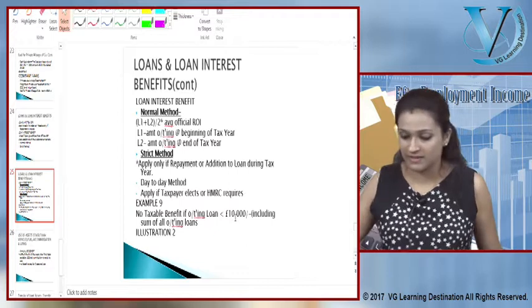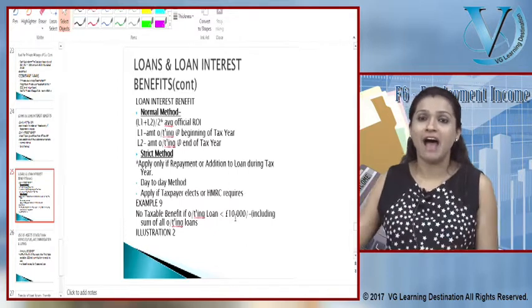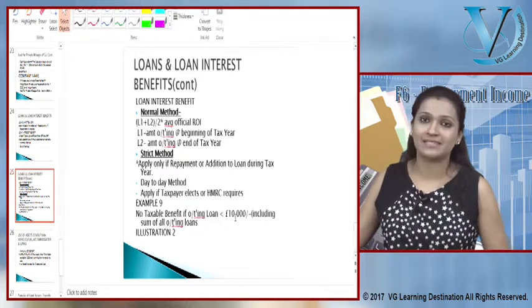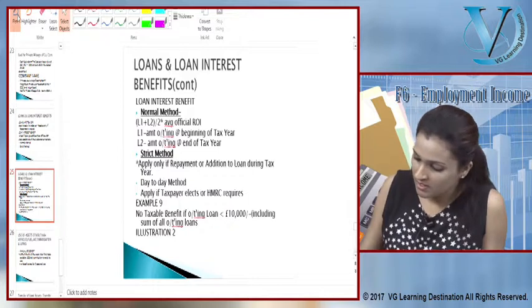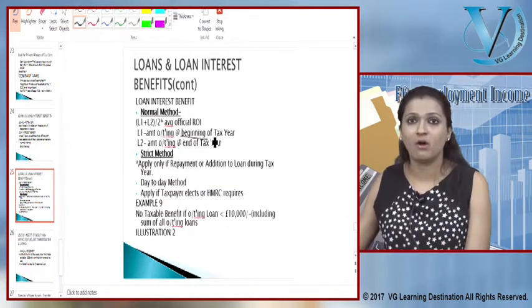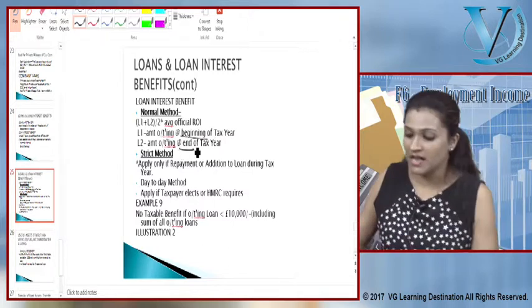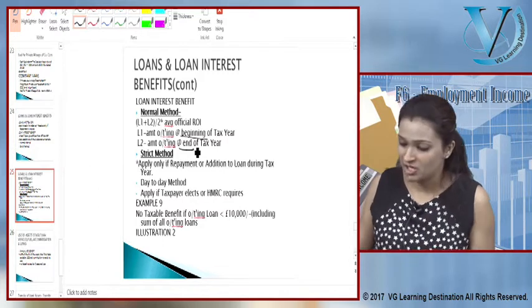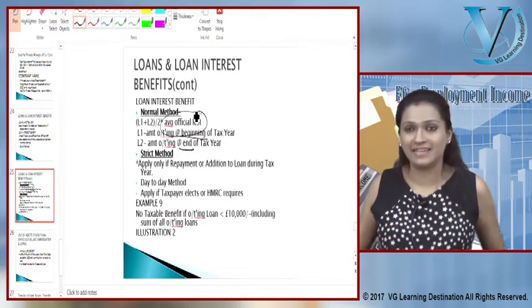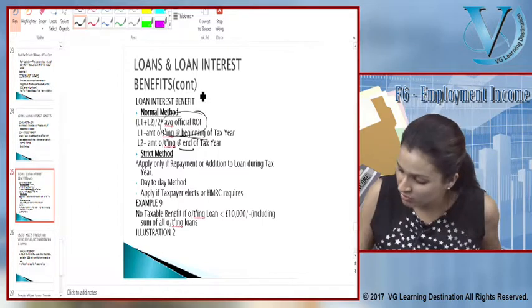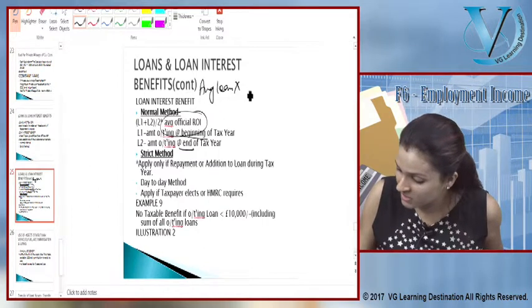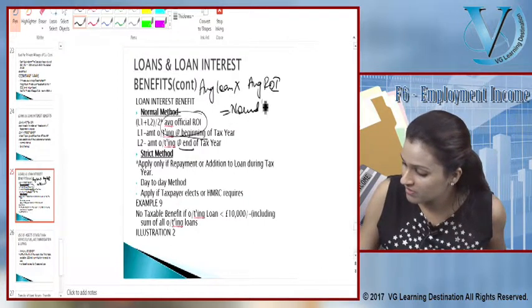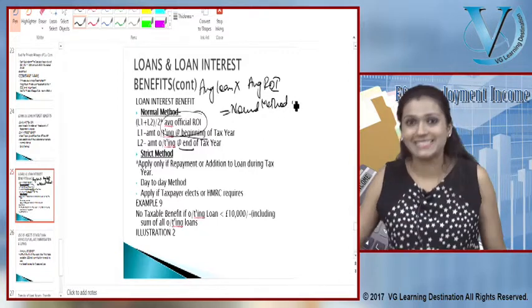The normal interest method is where you take an average of the loan. You begin with L1, which is the amount outstanding at the beginning of the year. Add to it L2, which is the amount outstanding at the end of the year. Divide that by 2 to calculate the average loan. Multiply the average loan with the average official rate of interest. So this is the normal method: the average amount of loan gets multiplied with the average rate of interest in order to find out the normal method interest benefit. What is the strict method?